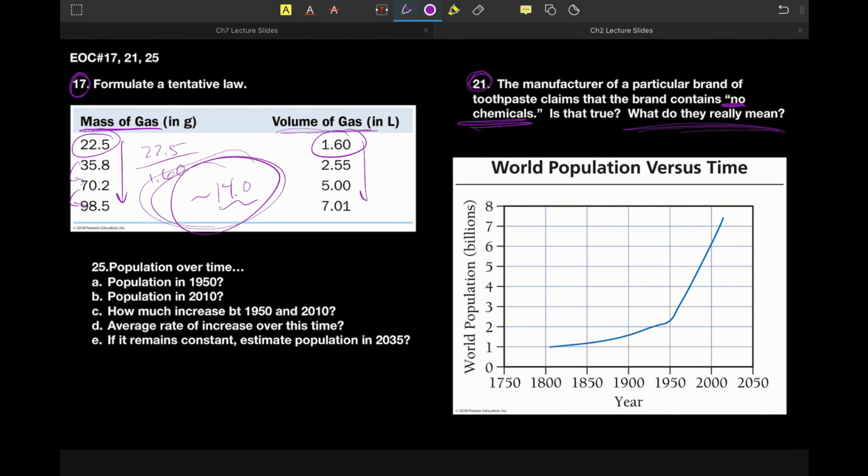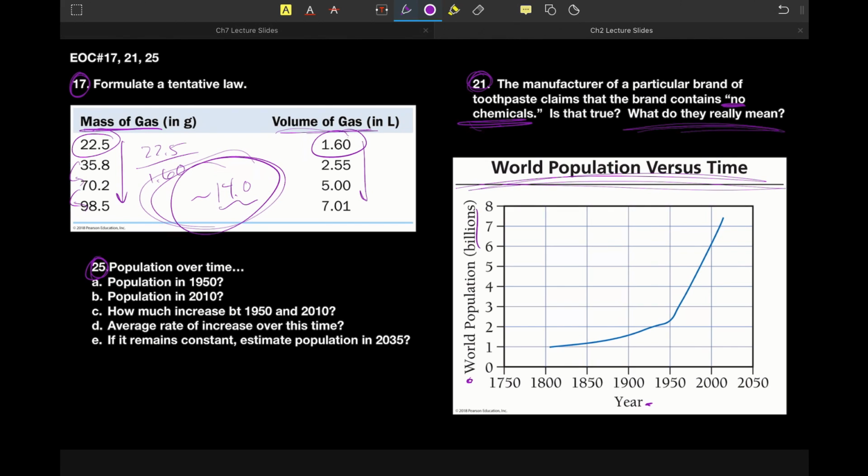So number 25 is just a data analysis question. Where can we read our graph? Anytime we have a graph, we should take note of our axes. Here we have year, and it goes in increments of 50. Here we have our population, and it goes in increments of 1 billion. First question, population in 1950.